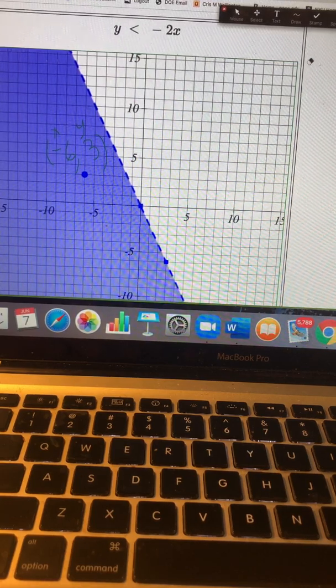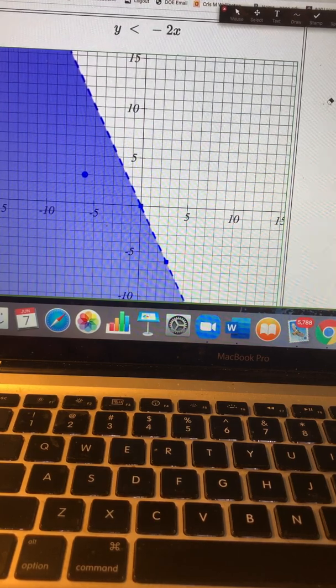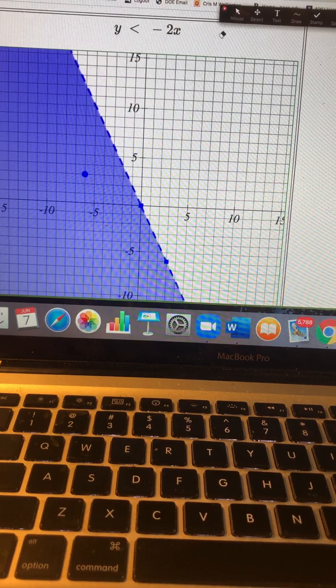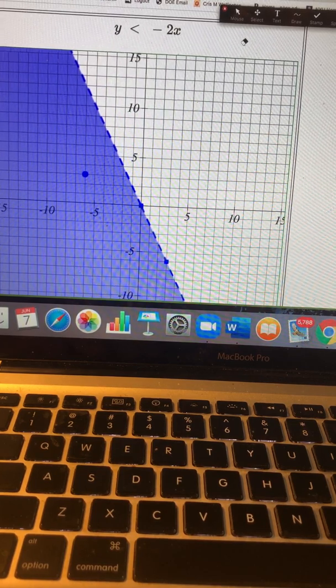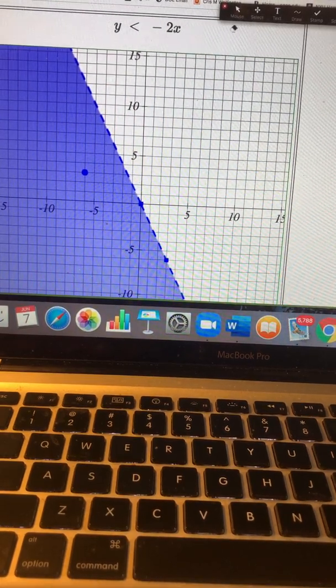All right, so let's move on to another problem. We're going to be doing more than one inequality, of course. Soon we want to do systems of inequalities. Let's move on.